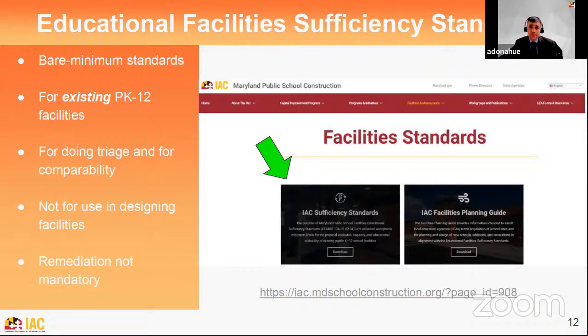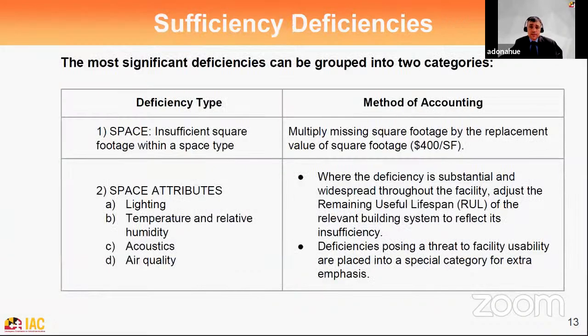Next slide, please. The standards can be grouped into two categories, space and space attributes. Deficiencies of space, as measured against the sufficiency standards, are registered in a facility's scores by counting the missing square footage and multiplying it by the replacement value of the square footage, which for this valuation process was set at $400 per square foot. And we'll come back with additional detail in the next couple of slides about the space here.